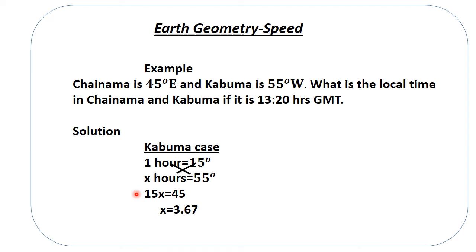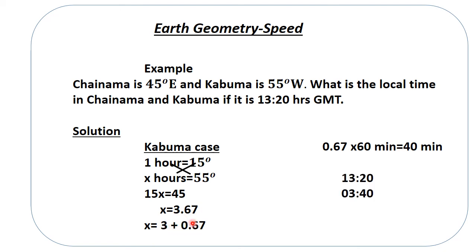Now this is a tricky number, 3.67 hours. We know the 3 is hours. What about the 0.67? This has to be converted to minutes. How do you convert? You just multiply it by 60. So you can break it apart to be 3 hours plus 0.67. Then you multiply this 0.67 times 60. You're going to get 40 minutes. So this is 3 hours plus 40 minutes, or 3 hours 40 minutes.